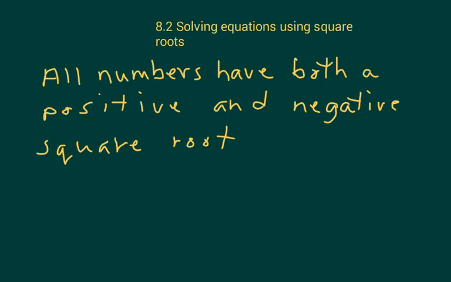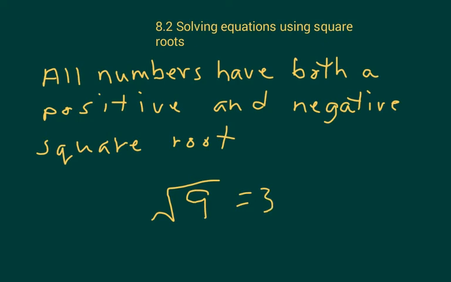Chapter 8, Section 2, Solving Equations Using Square Roots. All numbers have both a positive and a negative square root. So if we take the number 9 and put a square root symbol over it, and we want to find an answer that we multiply by itself to get 9, one of the solutions is positive 3.